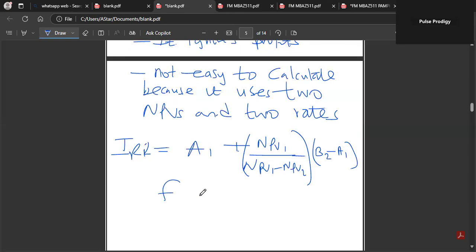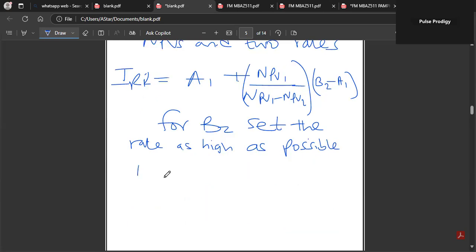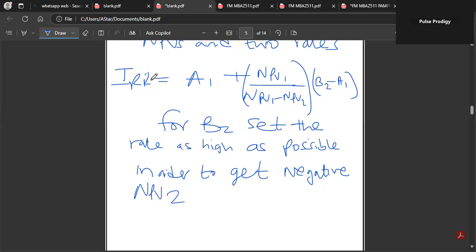So for B2, you need to set the rate as high as possible. That is for rate 2, in order to get negative NPV2. Okay, so set the rate as high as possible in order to get what? Negative NPV2. This is what happens here.